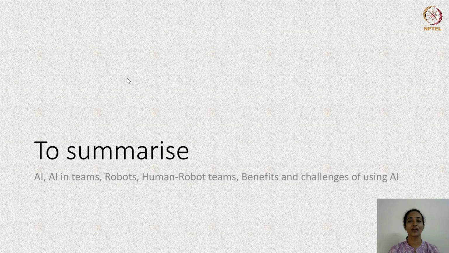To summarize, what have we covered in this lecture? In this lecture, we have taken an introduction to artificial intelligence. We have seen AI in teams. Then we have looked at a distinct category of AI, which is the robot. We looked at what are human-robot teams. And we finally looked at the benefits and challenges of using AI in teams.